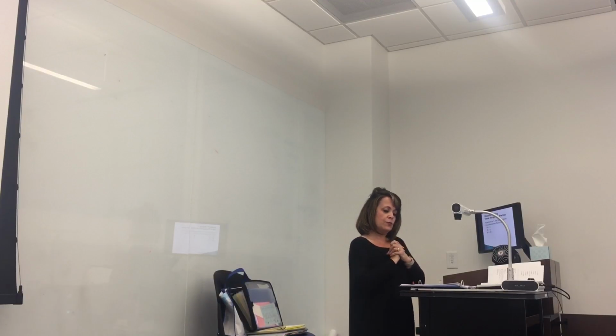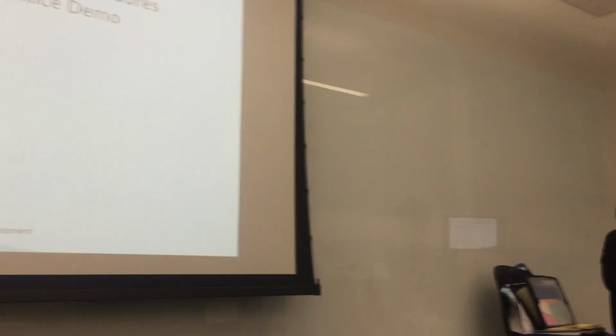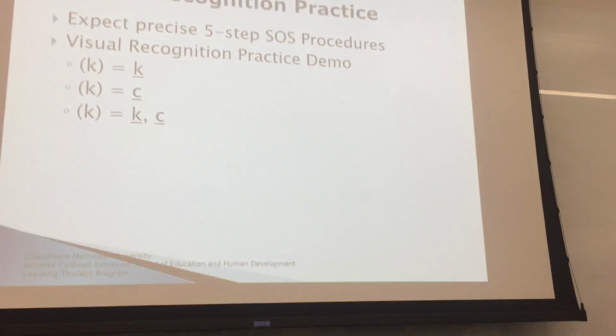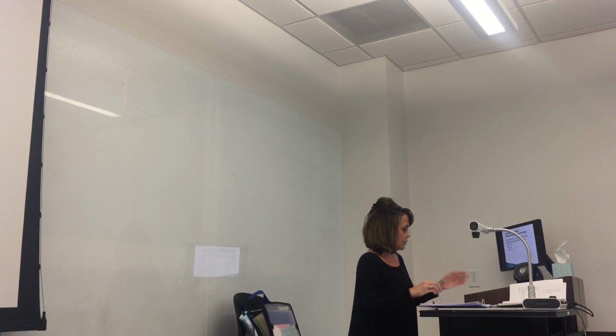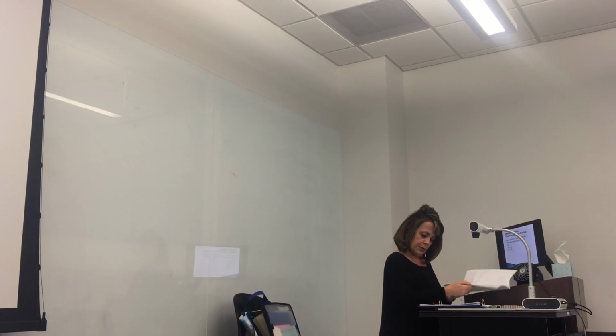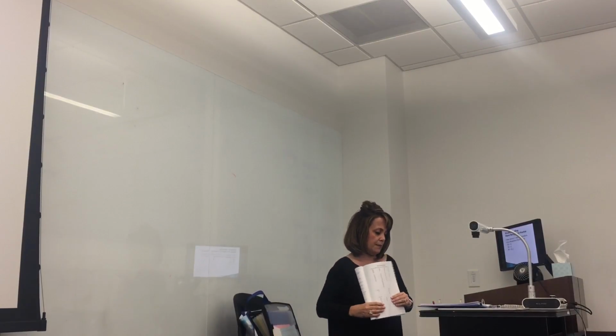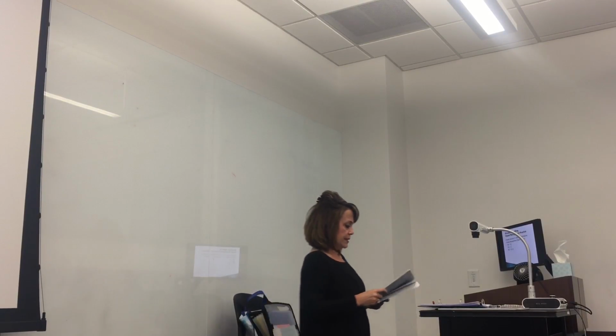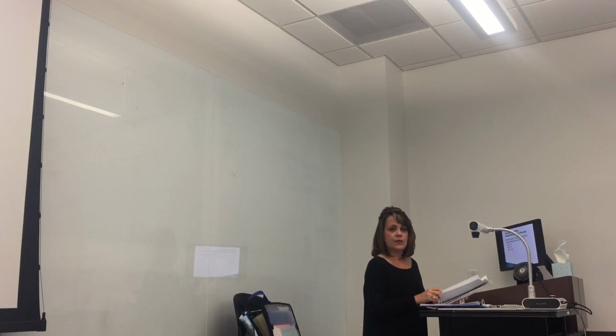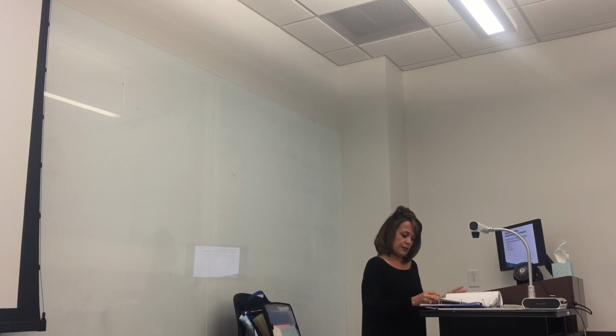Okay, so when you do visual recognition, expect precise 5-step SOS procedures, okay? K, C, spelled K, comma, C, okay? So I'm going to look at the situation on page 37. If you turn to your teacher book for 2A, the top of the page is for K, comma C, with some word lists. This is if you have to create your own, and I'll show you how to do this.